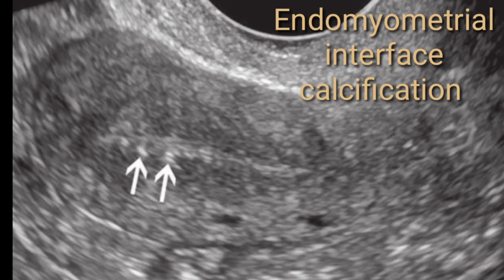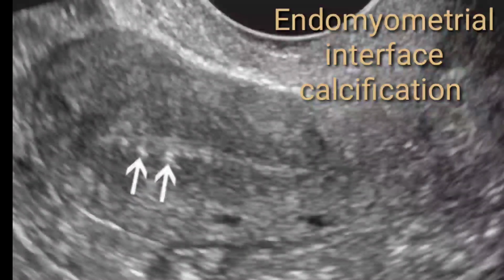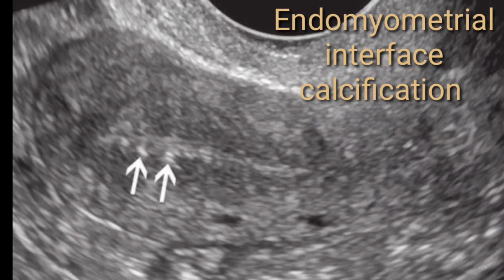This is another transvaginal scan. The uterus is normal in size, in shape, and its position. It's an anteverted uterus, and here these white arrows are indicating tiny calcific foci. Actually this is the area which is called the endometrio-myometrial interface. So this is the interface where you can see calcification, and this is considered to be post instrumental.